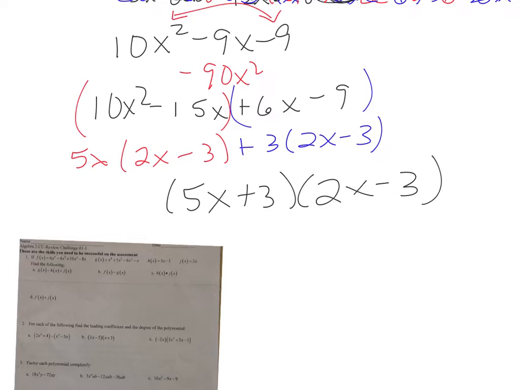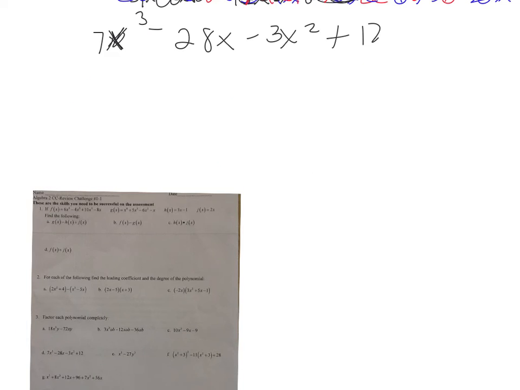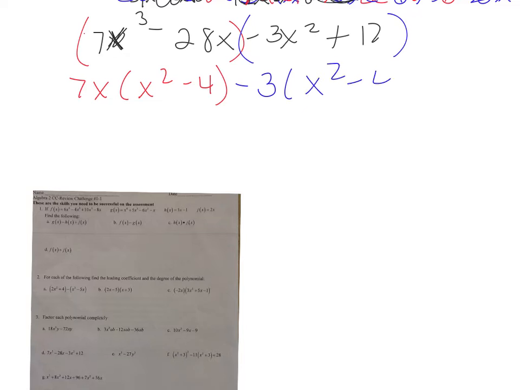Let's take a look at D. Okay, so D is 7x to the third minus 28x minus 3x squared plus 12. So I noticed that there are 4 terms, so I think of grouping. So I group the first 2, I group the last 2. The GCF of the first group is 7x, and then I'm left with x squared minus 4. I have a minus, so the GCF is 3 times x squared minus 4.